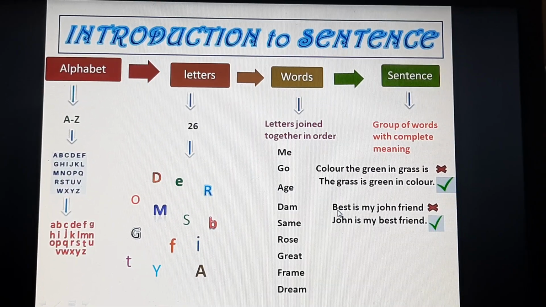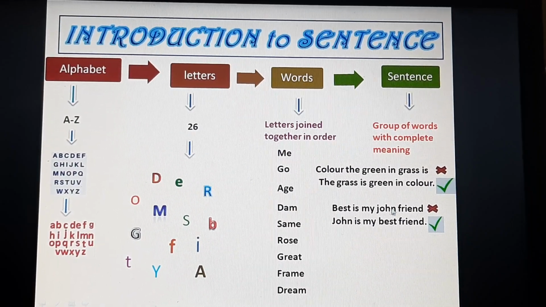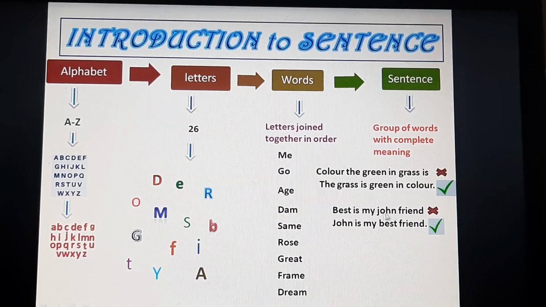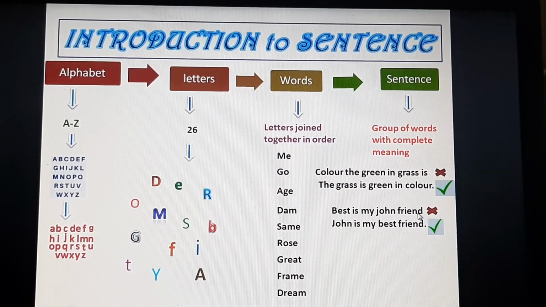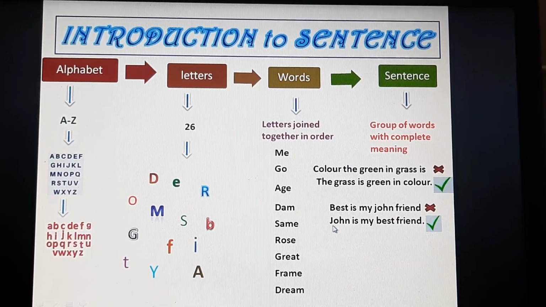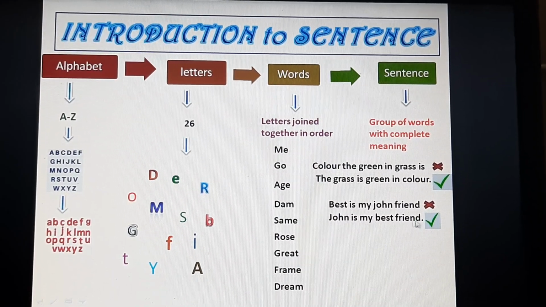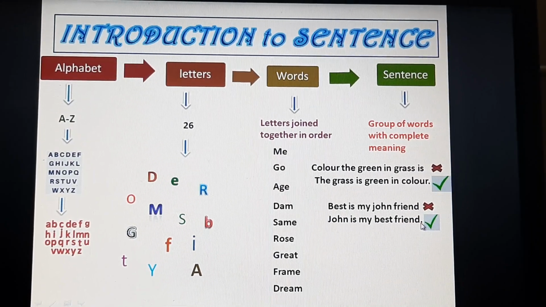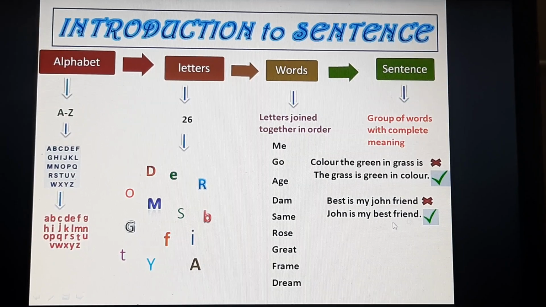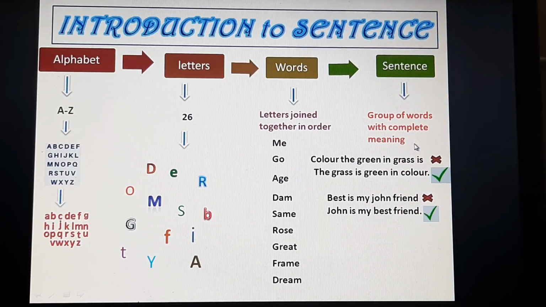Now, I have another example here for you children. Best is my John friend. No wonder you can call it a group of words, but then you cannot call it a sentence because they don't convey a complete meaning. Now, see the next sentence here. John is my best friend. Now, this one can be called a sentence because it gives us a complete meaning. So, a sentence is a group of words with complete meaning.